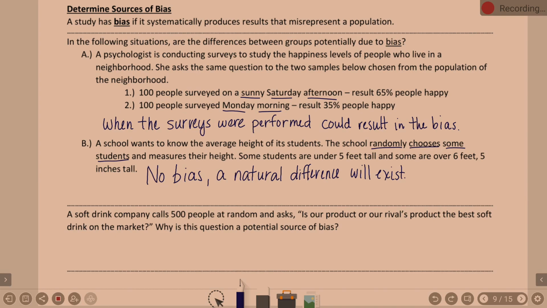Okay. But how did they ask this question? They said "the best soft drink on the market." What are they insinuating? The better, right? Better product. So the way the question is asked makes it a bias. Obviously we've discovered that there's bias. That was never a question. We all agreed on that one. But just the way it's asked also.